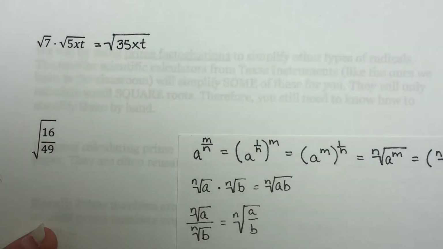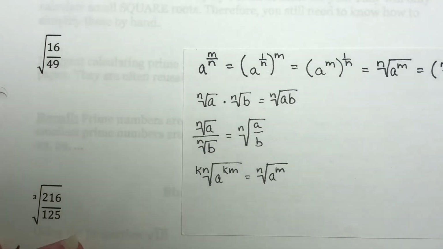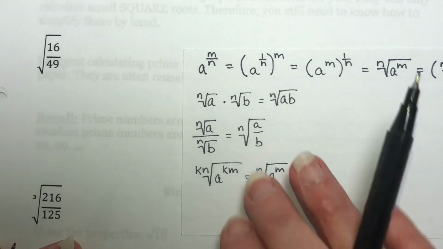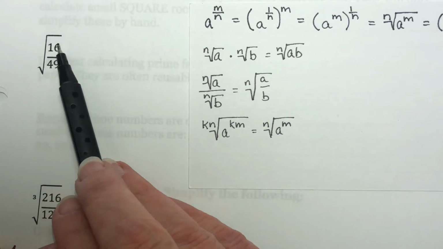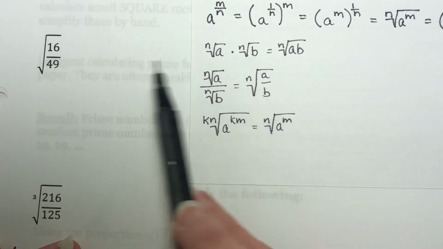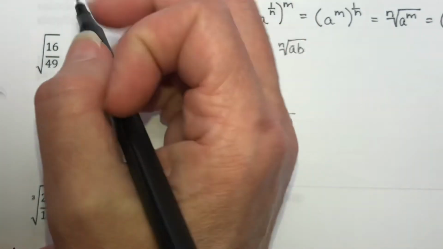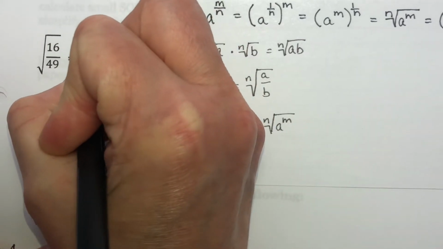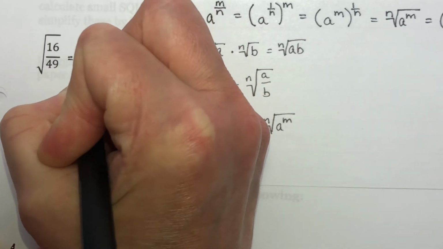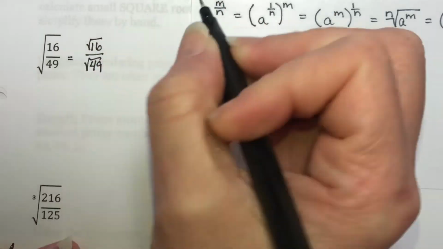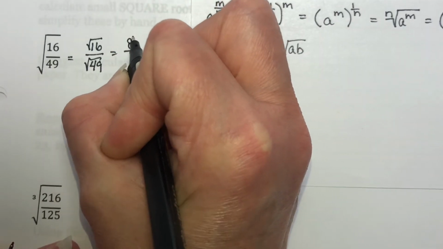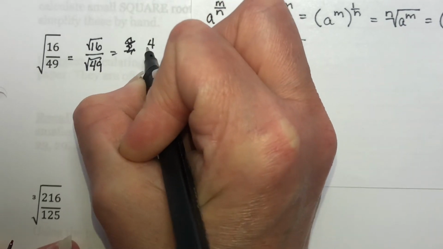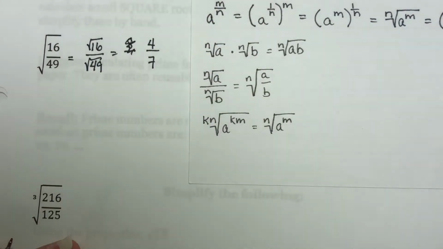Okay. So let's simplify the square root of 16 over 49. We've talked about this already, but we're really using this property that says if we have a fraction under a radical, we can split it up into the root of the top over the root of the bottom. So this is the same thing as the square root of 16 over the square root of 49, which is 4 over 7.